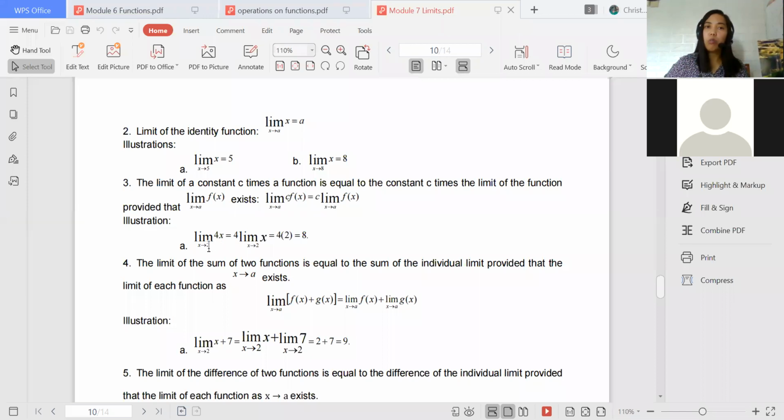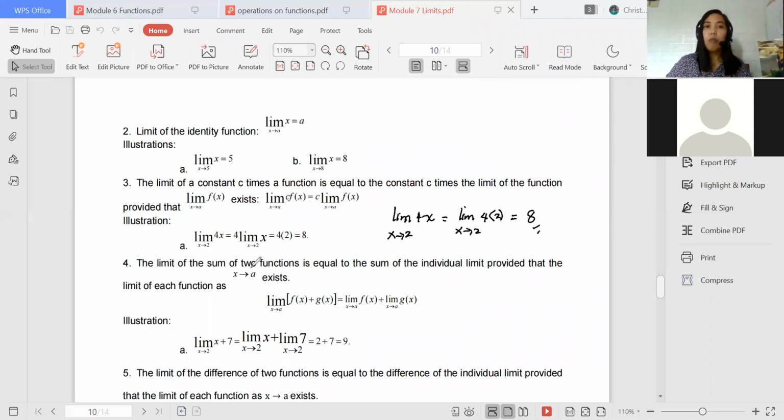Or you just need to substitute. Pwede na dito ang direct substitution kasi linear function din naman to eh. Diba? The limit of 4x as x approaches 2, we can do direct substitution. The limit of 4 times 2 as x approaches 2 is 8.